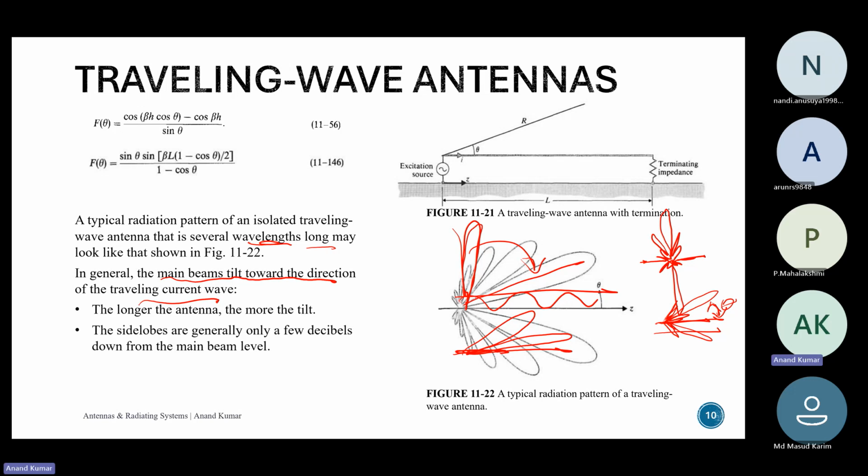And something to always remember in a traveling wave antenna: the side lobes are generally only a few decibels down from the main beam. So this is the first side lobe, and the difference between the side lobe and the main lobe is small. So if you only want one beam, the traveling wave antenna is not the right choice. But if you want many grating lobes, in this case, this is an excellent choice.